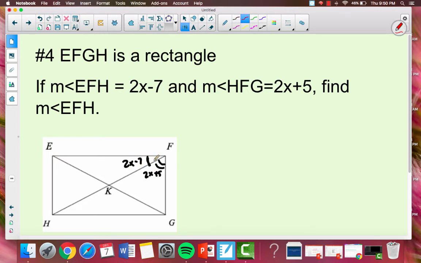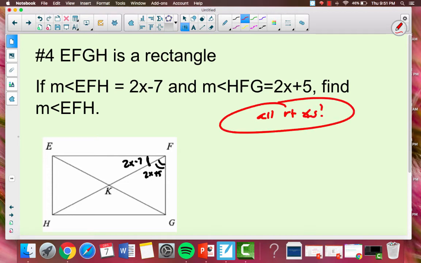Well, we don't know in a rectangle anything about the angles except that they are all right angles. So this is very important. Okay, so the fact that we have right angles. So here, these two angles together are going to make a nice 90-degree angle. So what I can do, instead of making these equal to each other, because we don't know if they're the same, we can add them together. So we can say 2x minus 7 plus 2x plus 5 has to equal 90 because this corner angle is a 90-degree angle. And then I can just go ahead and solve.